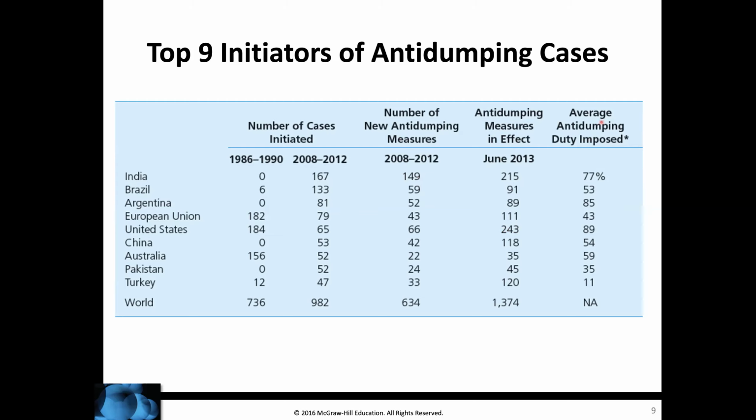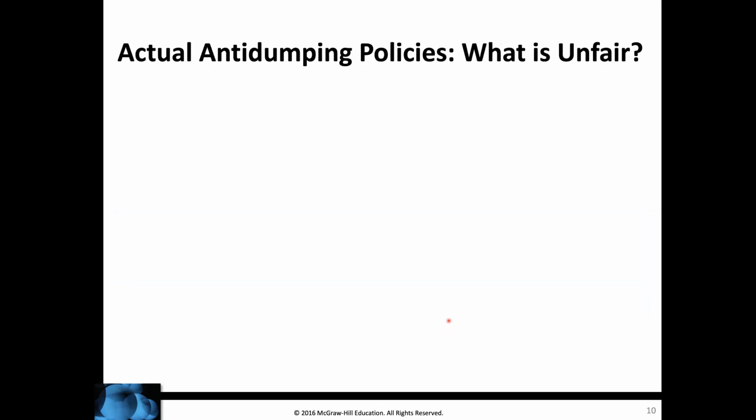But look at this interesting statistic, the average anti-dumping duty imposed. The average duty, 77%, that's significant. Argentina, 85%, United States, 89%. So it's trying to make prices at home more fair, I guess you could call it, for the industries that are producing the same goods as the dumping nations are.